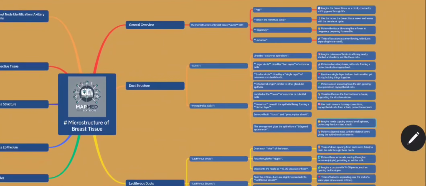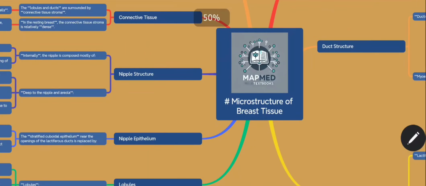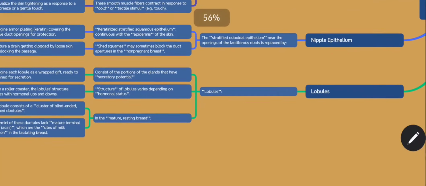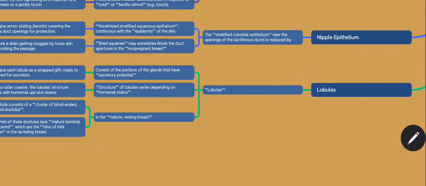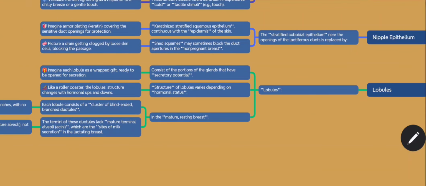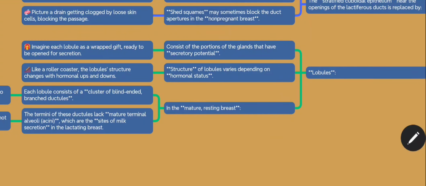We have discussed the overview, the duct structure, and the lactiferous ducts. Then the lobules. Important. The lobules consist of portions of the gland that have secretory potential.